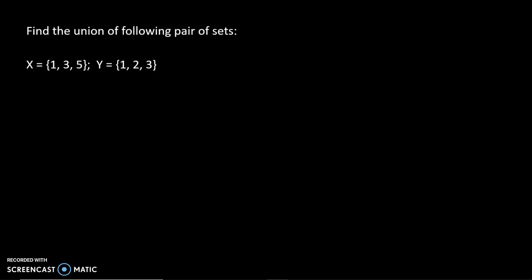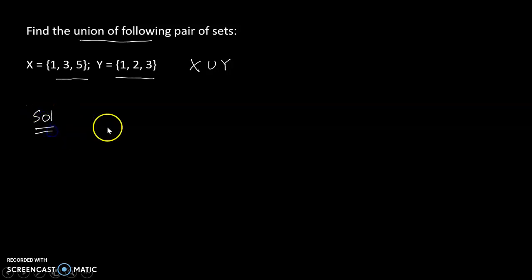So I've got two sets X and Y, and set X has certain elements like 1, 3, 5, and set Y has certain elements, 1, 2, 3. You can see them listed right here, and my objective is to find out the union of these two sets. That means my objective is to find X union Y. That is what I am intended to do. So let us go ahead, and the solution of this particular problem is very simple.